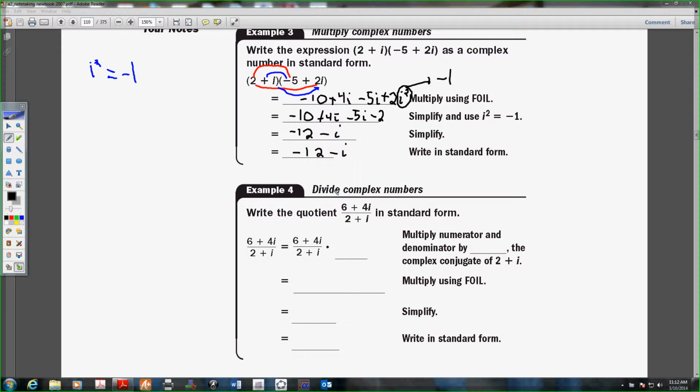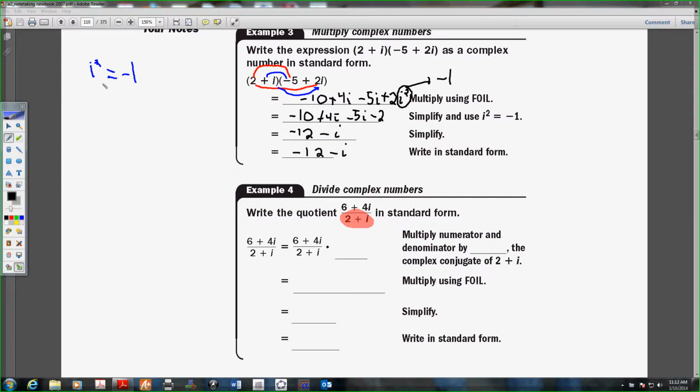Now in the other one it says write the quotient. We're dividing complex numbers. It says write the quotient of 6 plus 4i divided by 2 plus i in standard form. Remember, in standard form we cannot have imaginary in the denominator, so there must be a way to get rid of this 2 plus i from the bottom. Well, how do we do that? The first thing it says is to multiply the numerator and the denominator by the complex conjugate of 2 plus i. We have to remember that the conjugate of 2 plus i is what? 2 minus i.